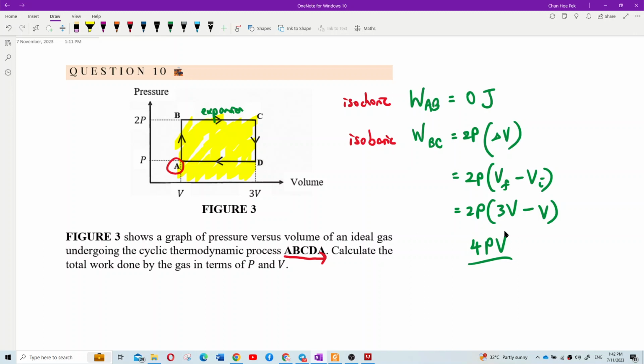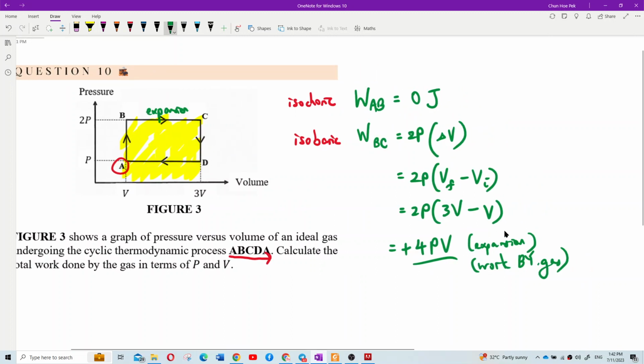It's somehow it's positive work done because expansion, right? Expansion, work done by gas. Positive work done. Expansion, get a positive work done. Work by gas. The gas push up the piston. A lot of explanation. Work by gas expansion. Okay, class.